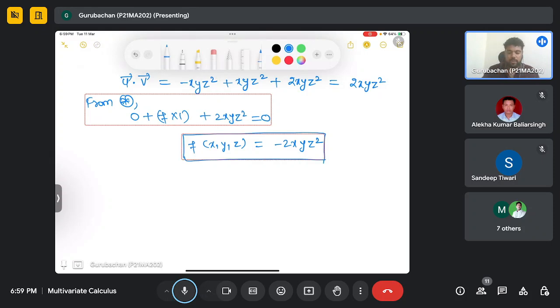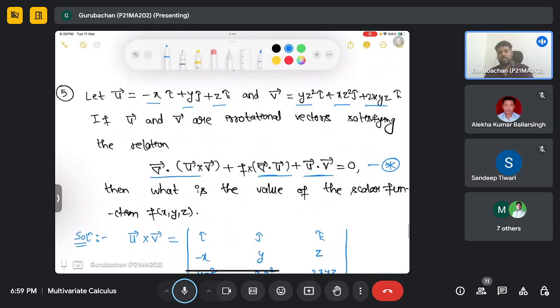And the another way, if you will notice, that we have given that irrotational vector field. So what is the meaning of irrotational?